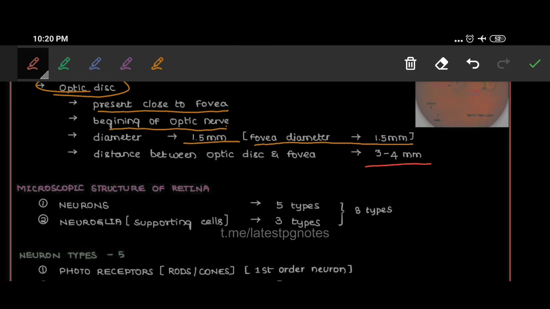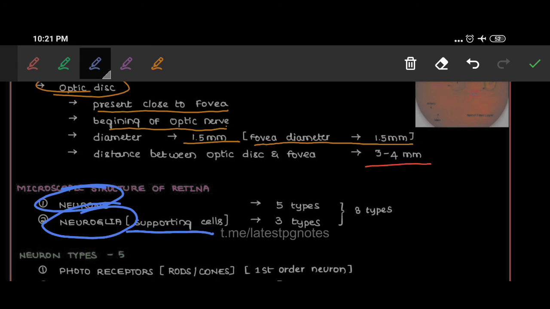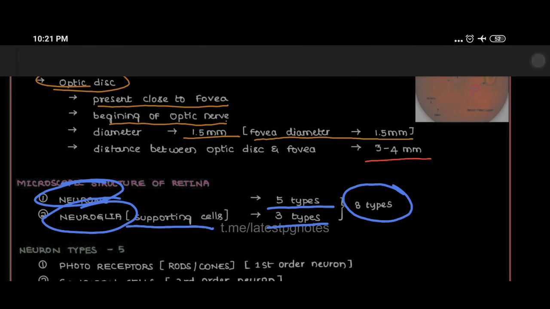As I've told you earlier, the retina is not a single layer. It's made up of neurons and neuroglia. Neuroglia are the supporting cells: 5 types of neuron and 3 types of neuroglia cells. A total of 8 types of cells are present. So I'm discussing the 5 types of neuron.